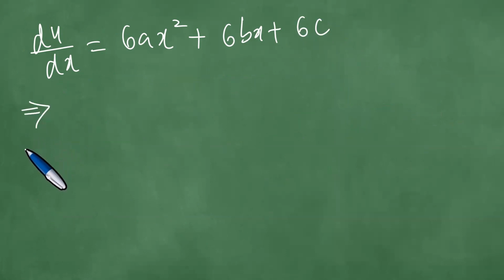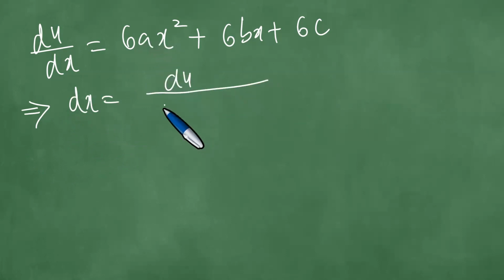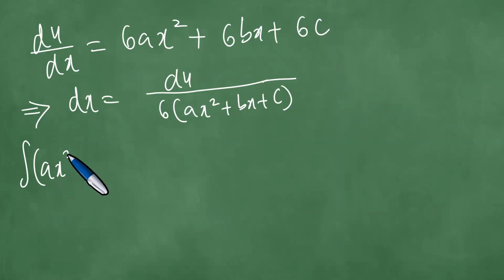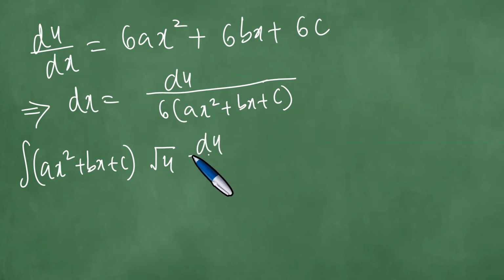And then what is the answer? Okay, we can write this in many ways, but we can factor out 6. We can make dx the subject, getting du over, and then we can factor out 6 from this, getting ax squared plus bx plus c. Right, and then you have the square root of u. And then the dx is exactly going to be du divided by 6 times ax squared plus bx plus c.